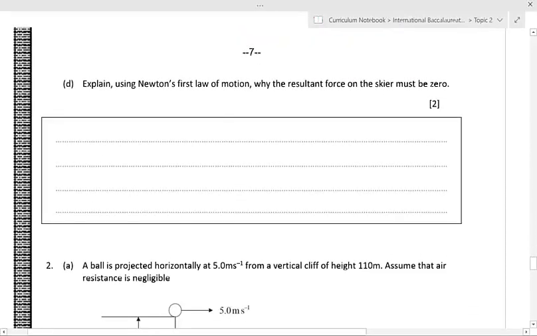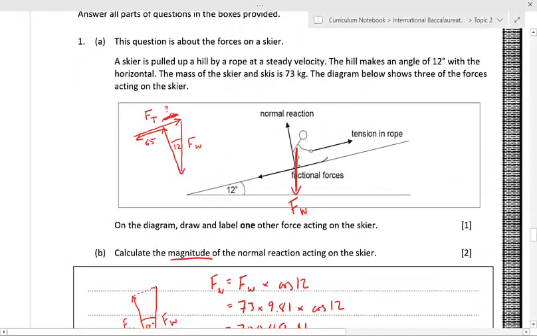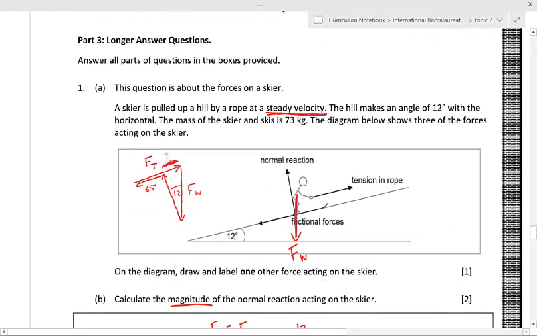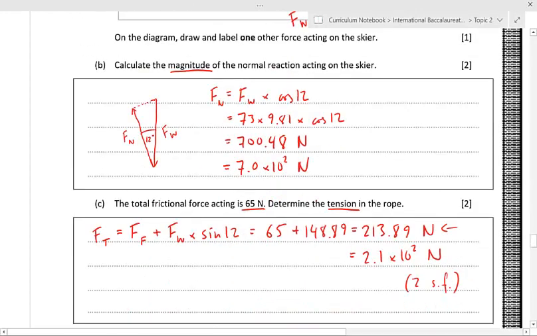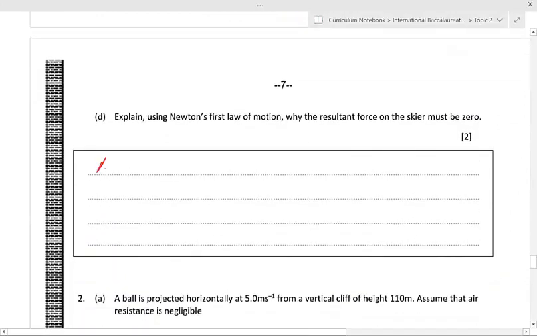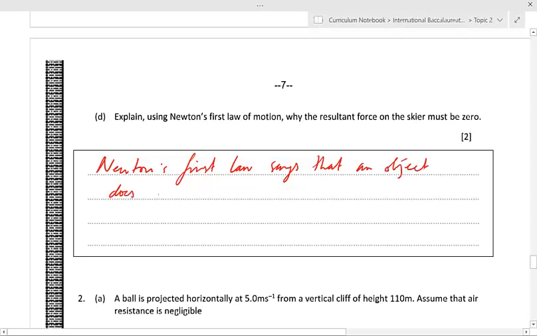We then have: explain using Newton's first law of motion why the resultant force on the skier must be 0. The key hint here was that he's going at a steady velocity, which means constant velocity. So we'll say Newton's first law says that an object does not accelerate if net force is 0.